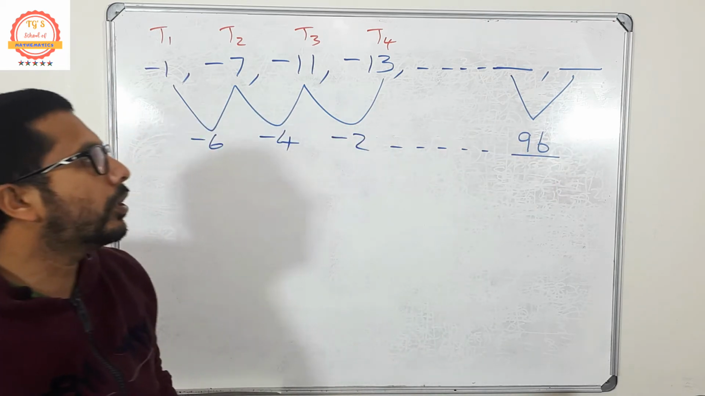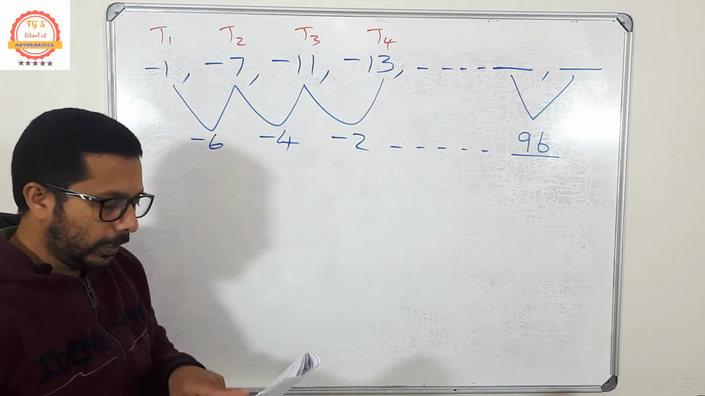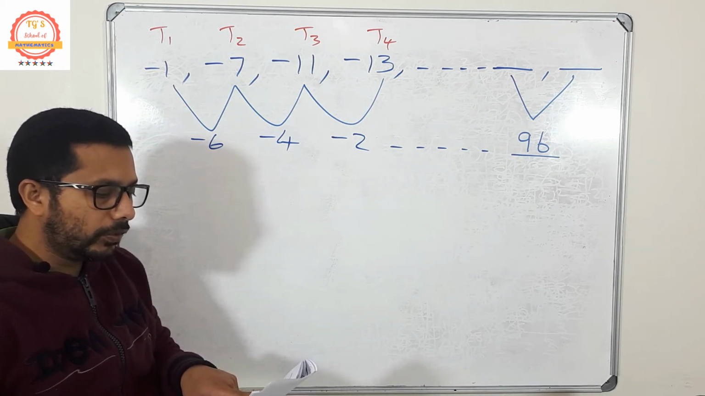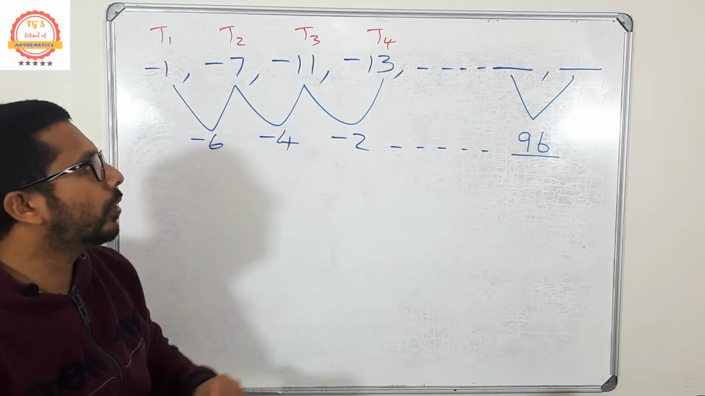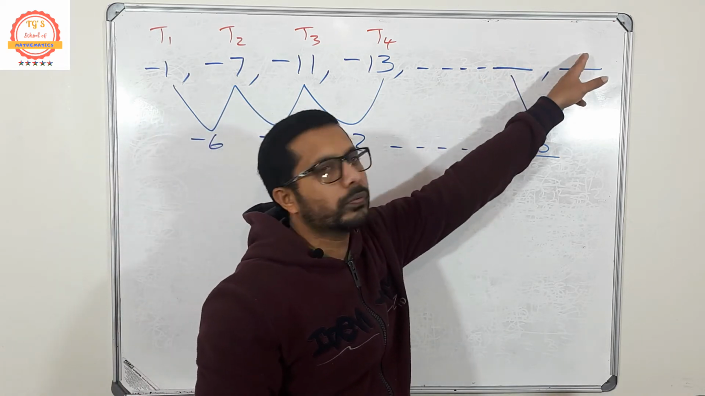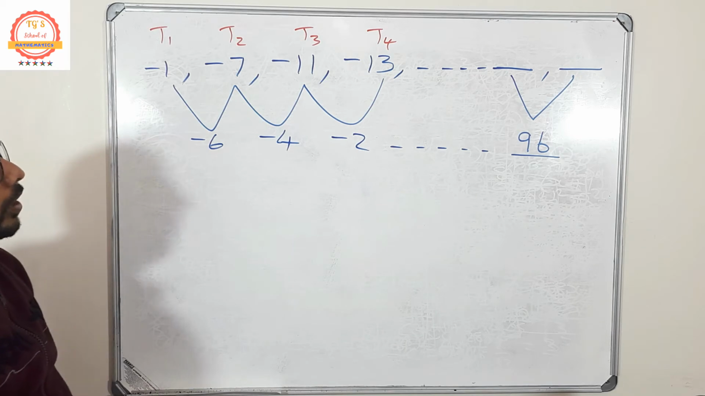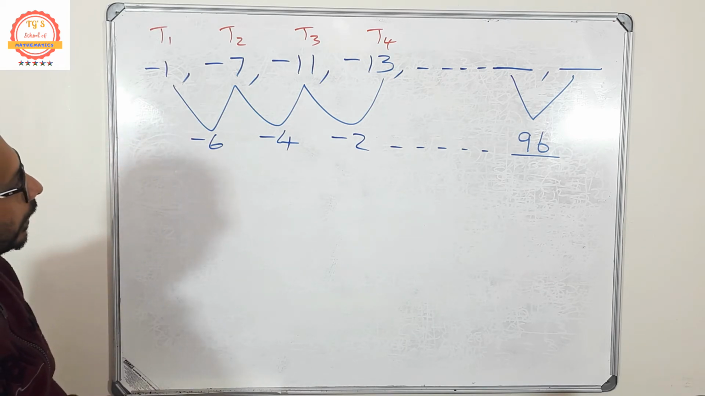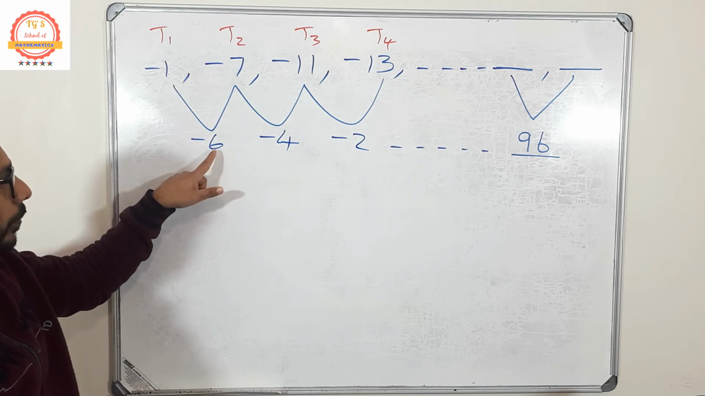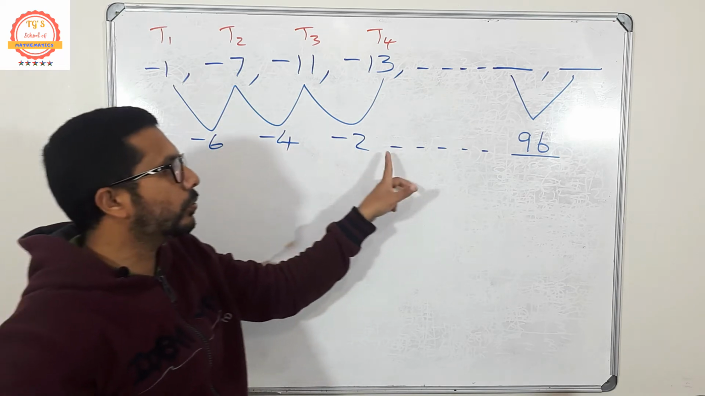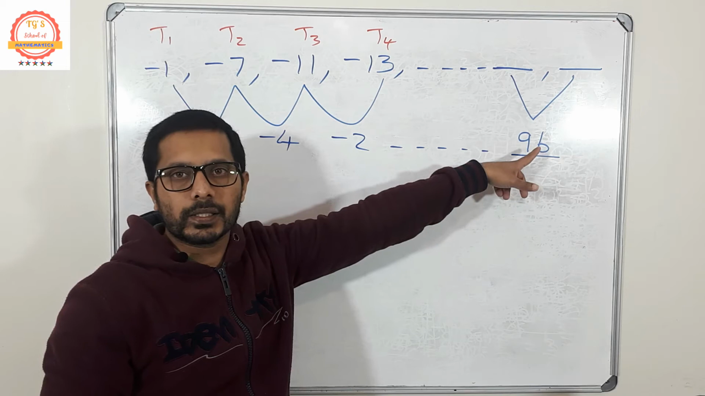And what do you want? What is the question? The question is to calculate the values of these two terms. You have to find the values of these two terms. So now how can you find this one? Look at this one. This first difference: minus 6, minus 4, minus 2, etc, 96.